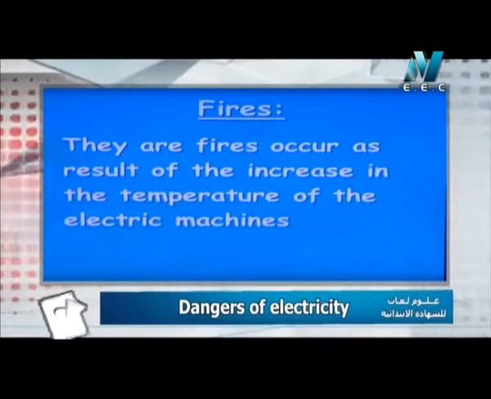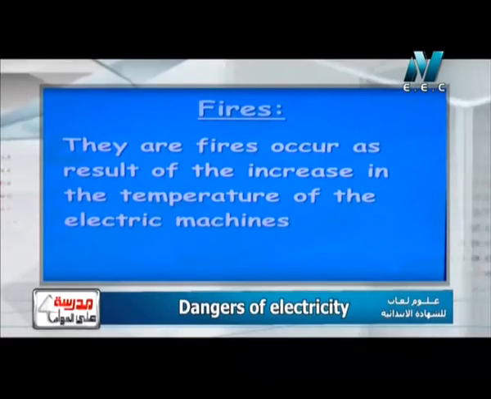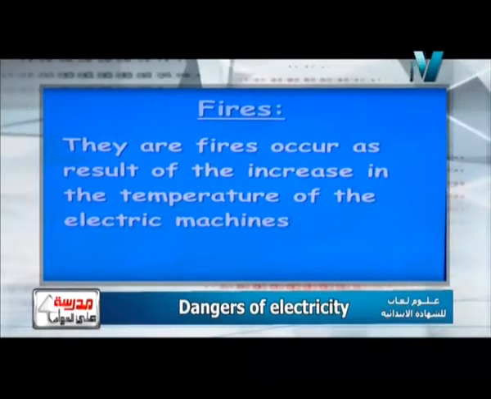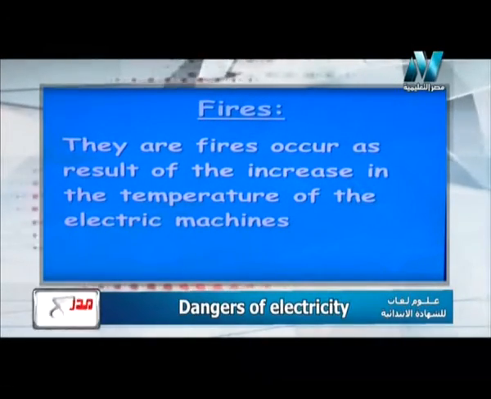So let's return to our lesson about the electric dangers, and now we will study the first danger of them, which is the electric fire. I have a definition for the electric fire, and also the reasons for it, which we must avoid to live stably with the electric current. Fires occur as a result of the increase in the temperature of the electric machine, such as an electric iron, electric heater, and so on.